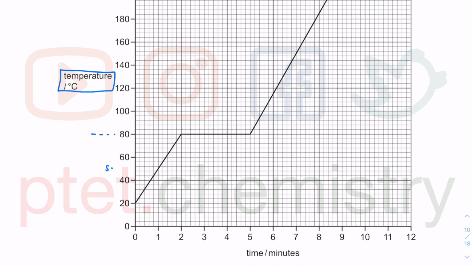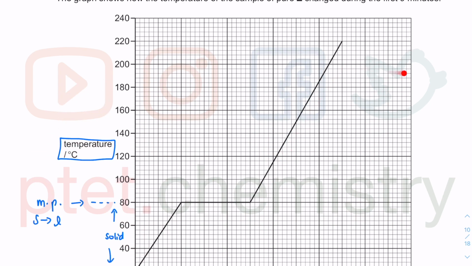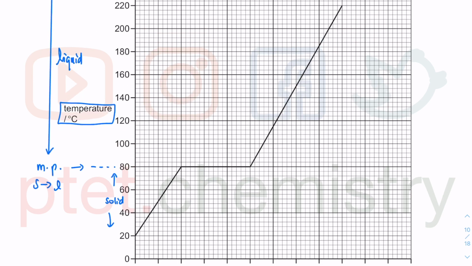So these are the solid region, and then this is the melting point as the solid turns to liquid. And then obviously above that point we don't see another constant line, so it really doesn't turn to a gas so far in this region. So these are still liquid because the temperature keeps on continuously increasing without any sharp break in order for another constant temperature there.